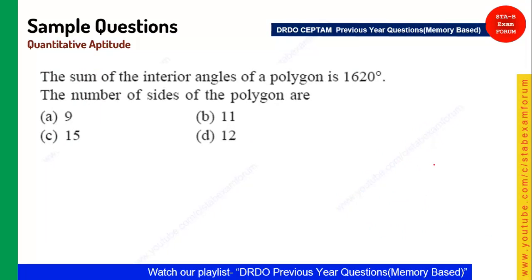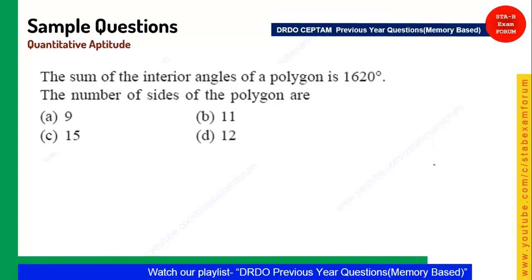Let's see the next question. So student, this is a question and I am starting the timer. This is from the mensuration part, okay, from polygons. Student, this question is a very typical one, okay, because it is based on a formula, so you should know the formula for solving this question, and this question has come in the STA-B exam, okay, so you can expect it in this exam as well. So just note down this formula.